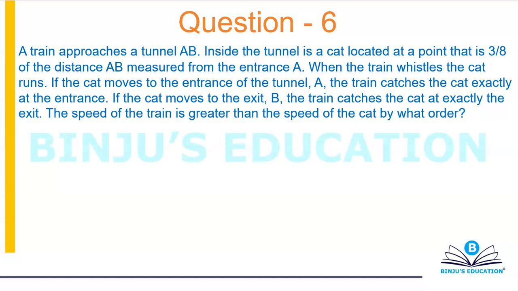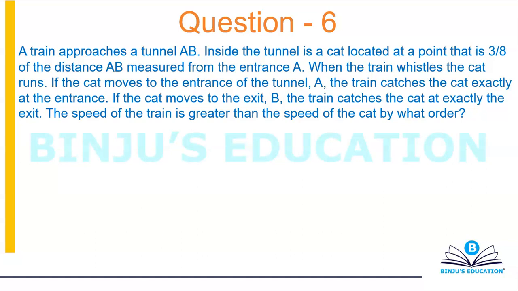Okay. All right. So a train approaches a tunnel AB. Inside the tunnel is a cat located at a point that is 3/8 of the distance AB measured from the entrance. When the train whistles, the cat runs. If the cat moves to the entrance of the tunnel, the train catches the cat exactly at the entrance. If the cat moves to the exit B, the train catches the cat exactly at the exit. The speed of the train is greater than the speed of the cat by what order? Or the question could have been, find the ratio of the speed of the cat to that of the train, or whatever the question is.